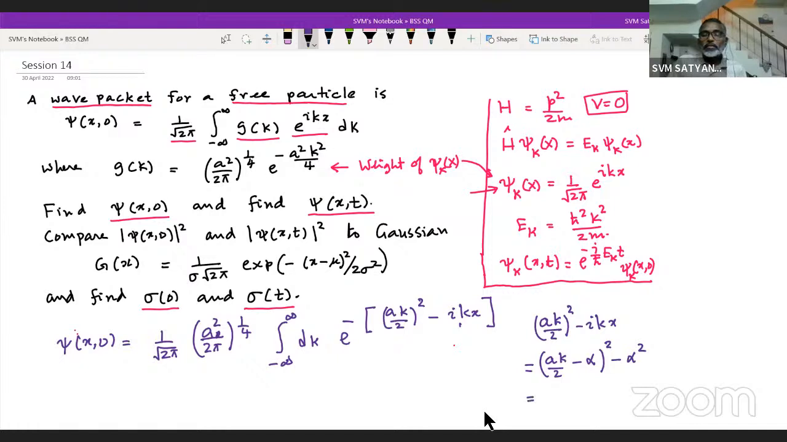So that is equal to (ak/2) the whole square minus akα plus α square minus α square, which will cancel. So if you compare, this term has to be compared with this term, and that comparison will give you what is your α, correct? So this is the technique of completing the squares.